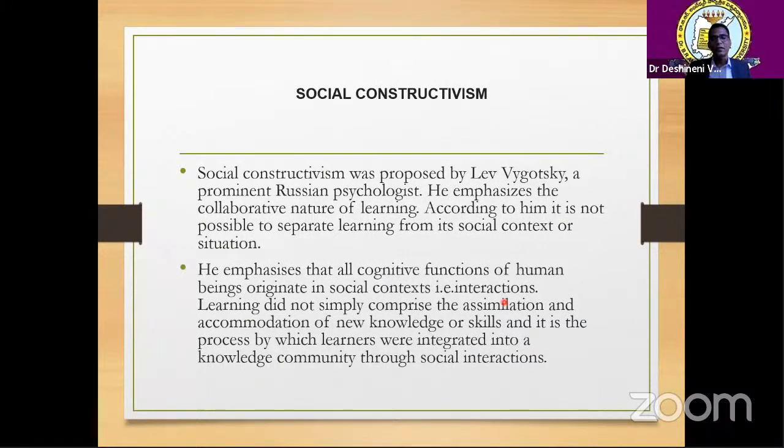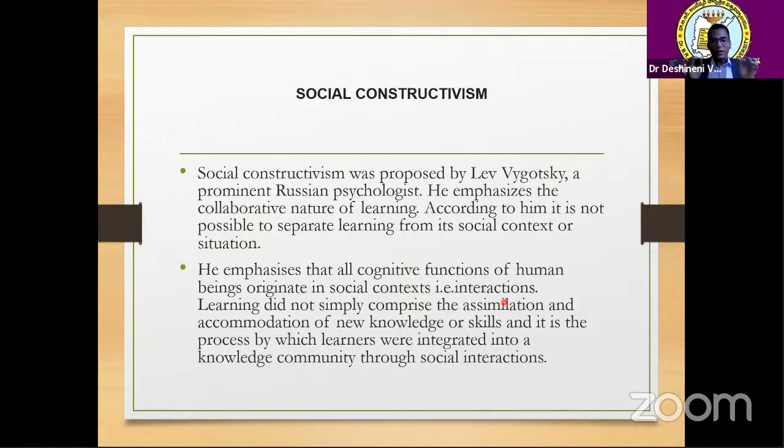According to Vygotsky, it is not possible to separate learning from its social context or situation. That means a lot of learning components are context dependent, social situation dependent. Depending upon the situation, depending upon the context, the learner learns a lot of things. And this psychologist emphasizes that all cognitive functions of human beings originate in social context, that is, interaction with other human beings.